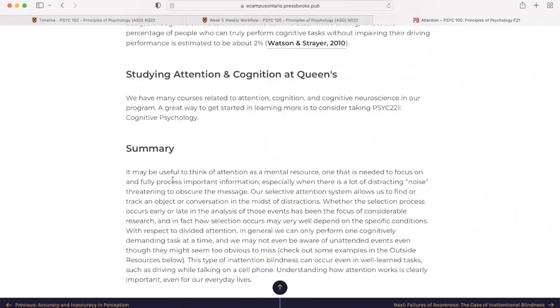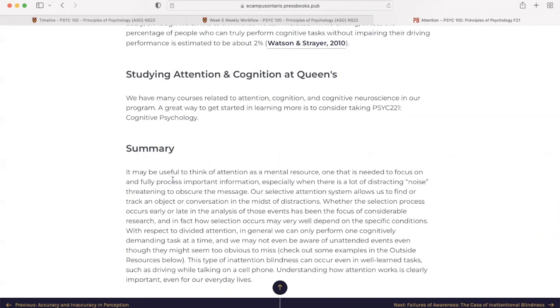In summary, it may be useful to think of attention as a mental resource, one that is needed to focus on and fully process important information, especially when there's a lot of distracting noise threatening to obscure the message. Our selective attention system allows us to find or track an object or conversation in the midst of distractions. Whether the selection process occurs early or late in the analysis of those events has been the focus of considerable research. And in fact, how selection occurs may very well depend on the specific conditions.